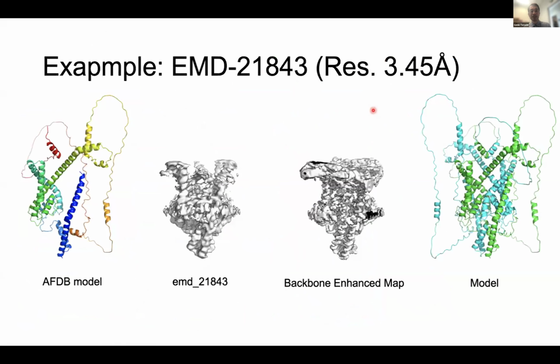I want to show a very interesting case. This is a resolution of 3.45. DiffModeler was originally designed for lower resolutions, 5 to 15 angstrom. But we also noticed that our method is very useful for higher resolutions. So this is the AlphaFold model. This is the input map. Then DiffModeler enhances the backbone positions. Then this is the backbone enhanced map. Then finally, it can generate the entire structure by fitting the AlphaFold model.